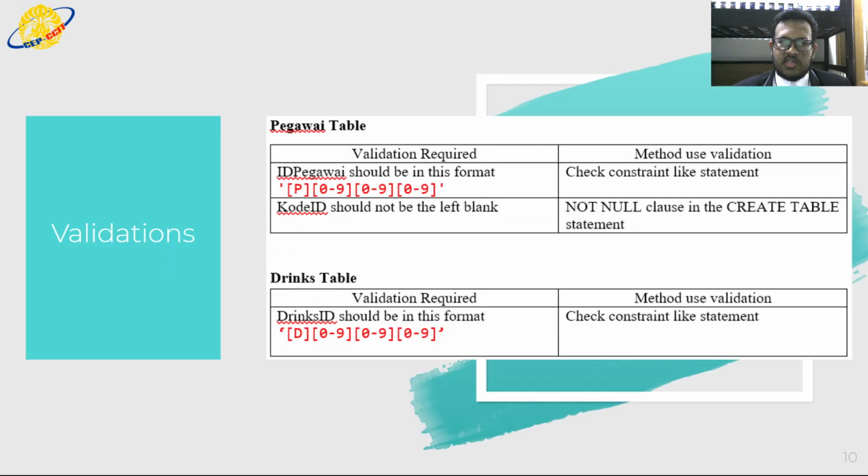And then we have validation table. First one is pegawai table. The validation required is that ID pegawai should be in this format, as you can see in the presentation. And the method is to check constraint like in the statement. We have also the code ID. And the method is not null because of the create table statement. And then we have drinks table. Drink ID should be in the format on the presentation, and the method is also check constraint like in the statement.